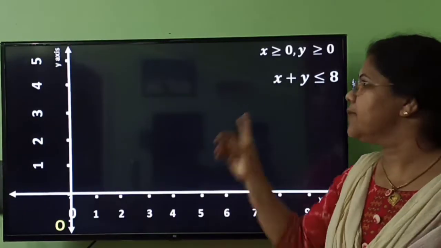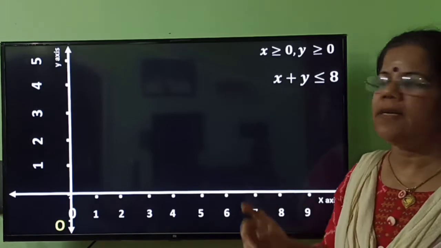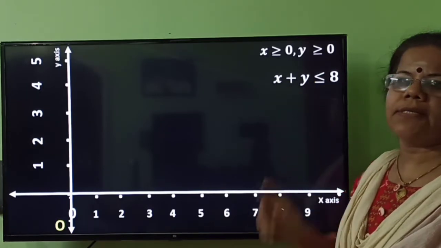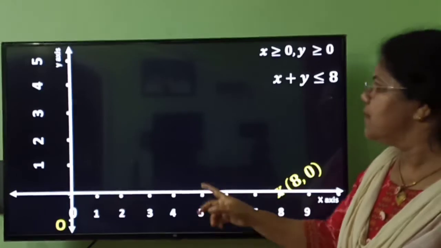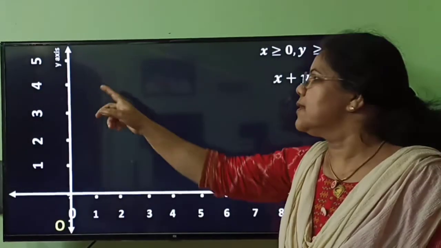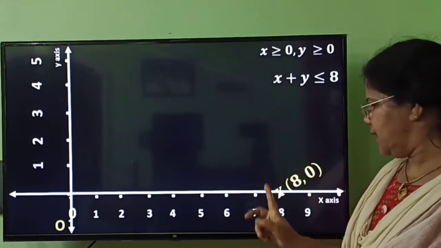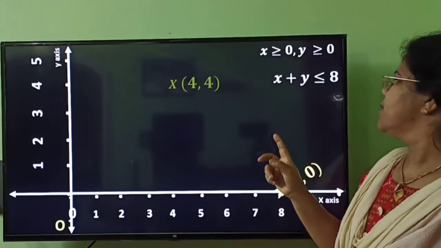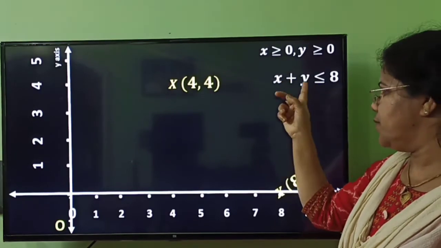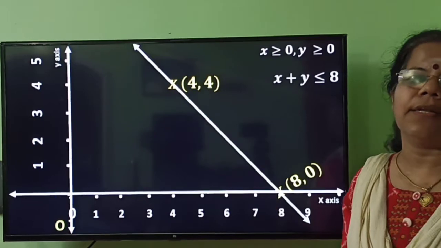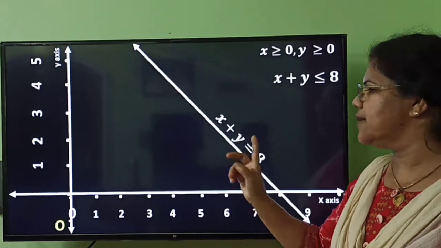First, x greater than or equal to 0, y greater than or equal to 0, x plus y less than or equal to 8. When x equal to 0, y is 8. So 0, 8 is a point. Some more points you can take. When y is equal to 0, x equal to 8, so 8, 0. Then when x equal to 4, y is equal to 4. So 4, 4 is another point. Then x plus y is equal to 8 is this line.